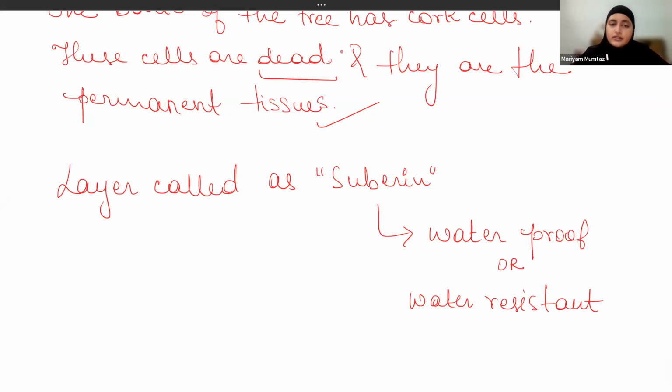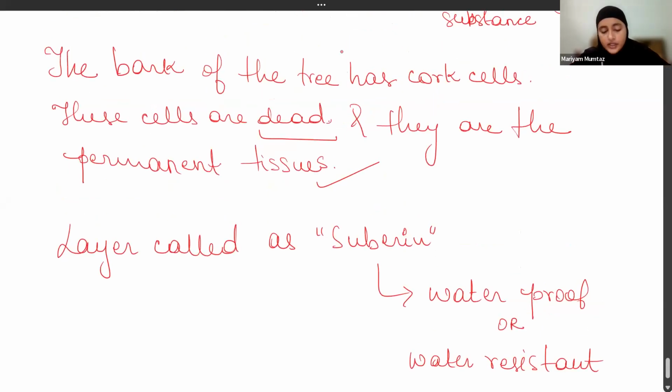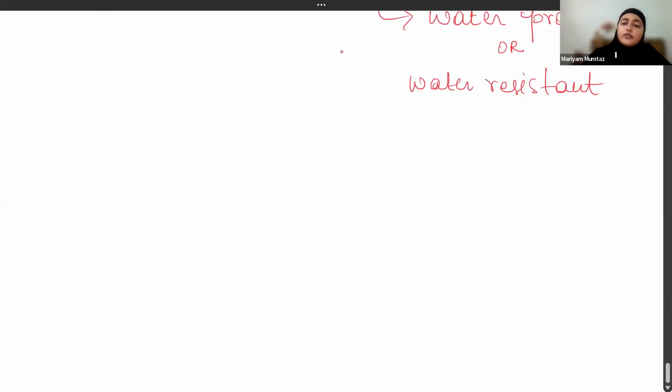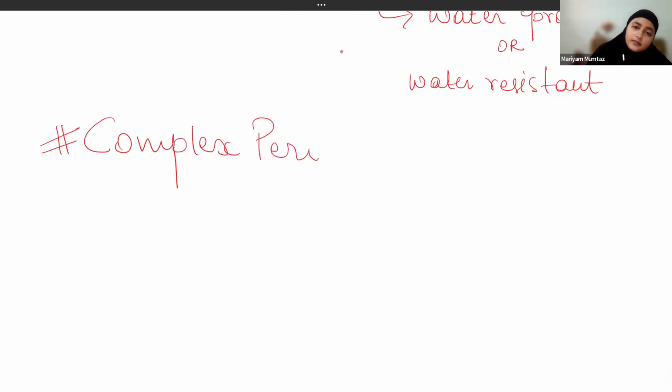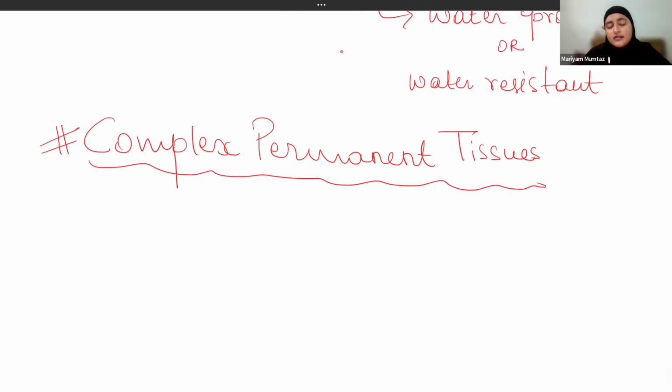Now, this was all there is to know about simple permanent tissue. The simple permanent tissue topic is over, and we will move on to the complex permanent tissues. Now, can you tell me what are complex permanent tissues? I taught you in the previous class.